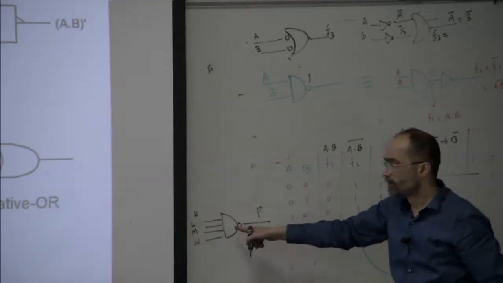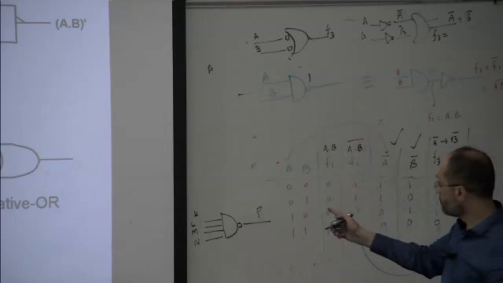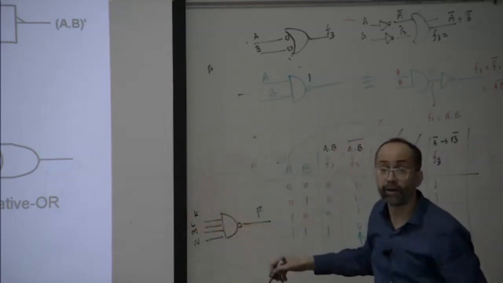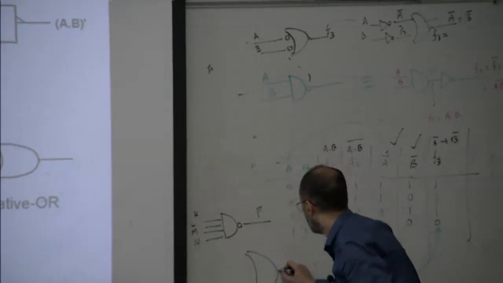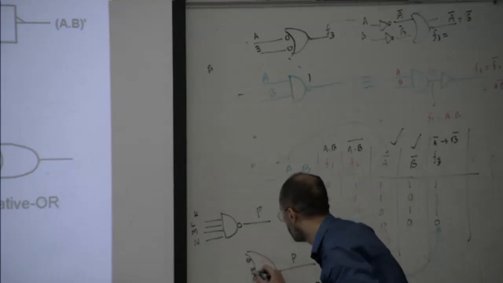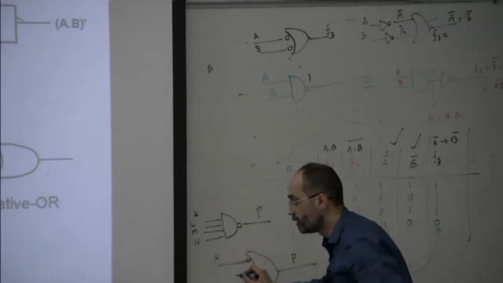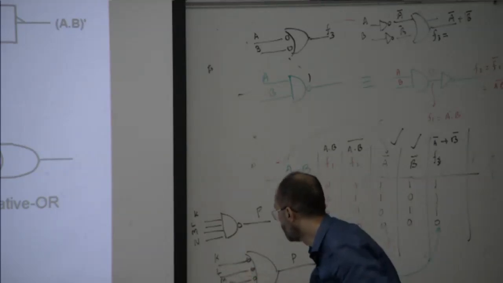Okay, the output is P. P is a function of how many variables? 4. If you want to push the bubble to the input, what will it become? It will become a negative OR gate. So P is equivalent to a negative OR gate. So the bubble will push here. Now this is K, and then L, M, and then N.